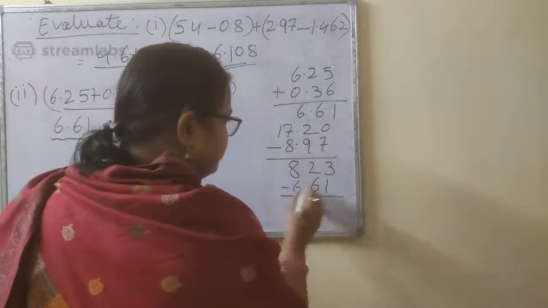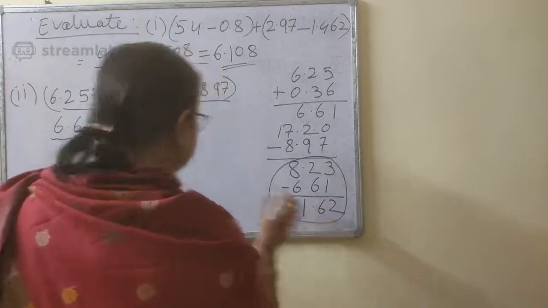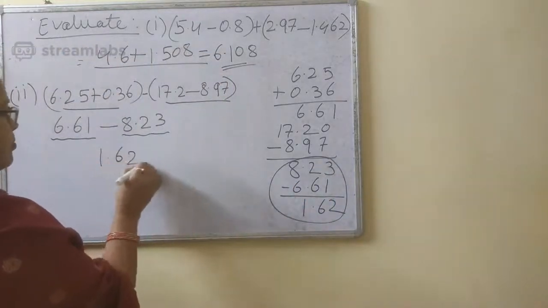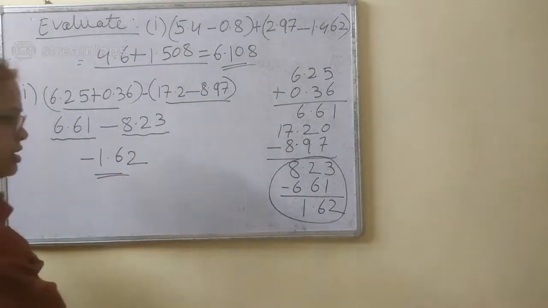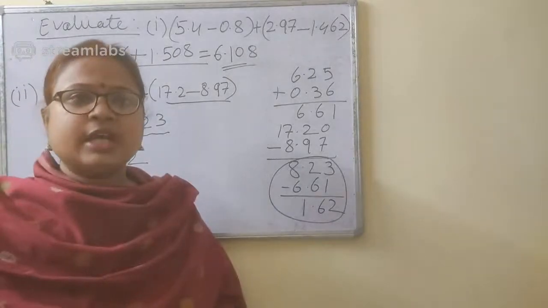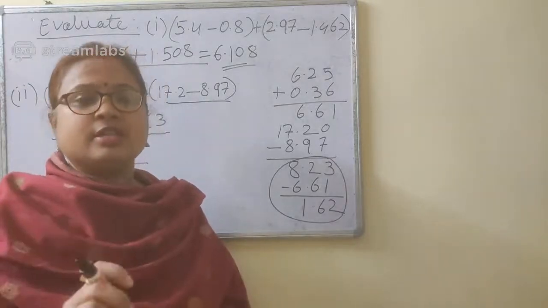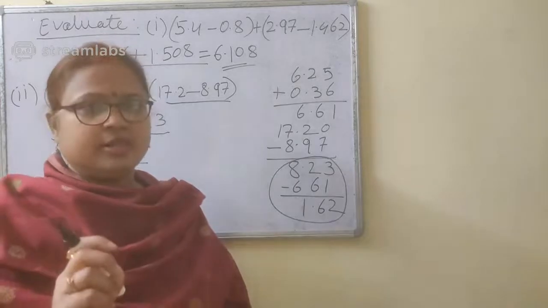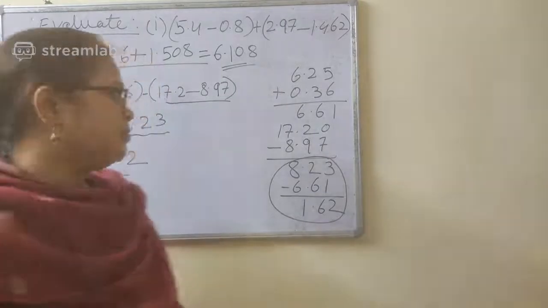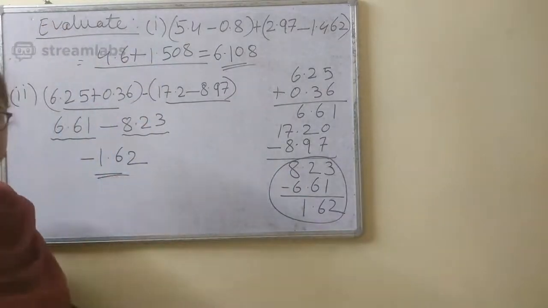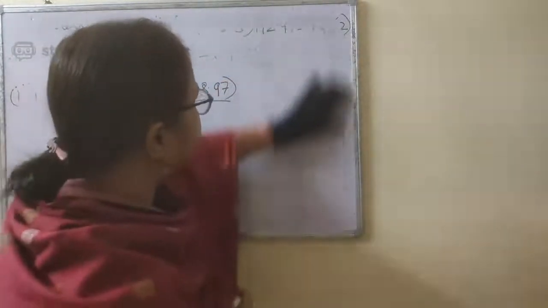So, subtract it here. 3 minus 1, 2. What is the answer coming? 1.62. But which sign is greater here? Minus sign is greater. So, we will put the minus sign. Clear? So, this is based on the concept that when plus and minus is there, we do subtraction. But in answer, we put the sign with the greater number. And this concept I have discussed in my previous video also. Clear? You all know this one. So, this will be the final answer. Clear? Now, let's do the next one. Few more questions.